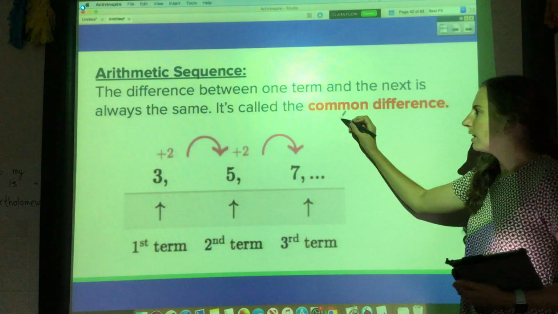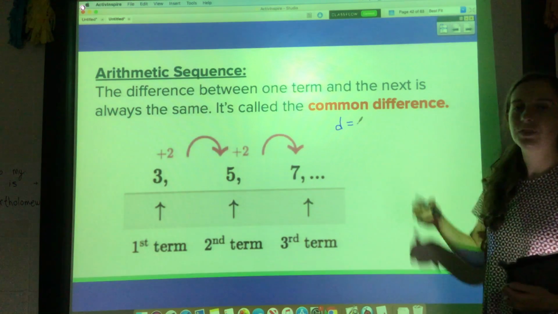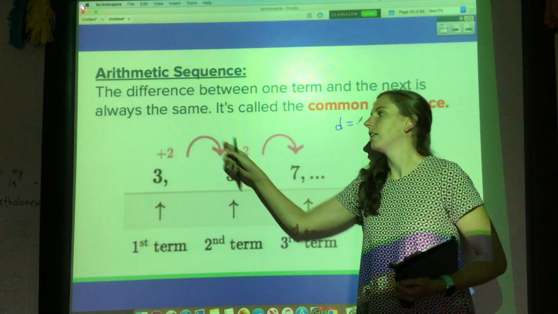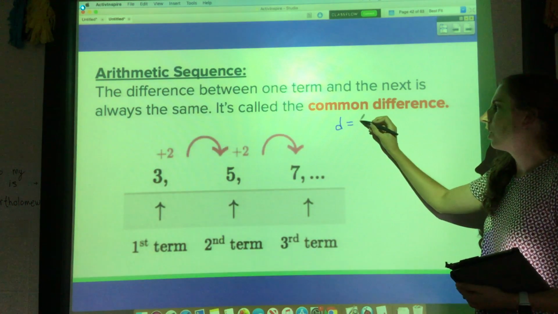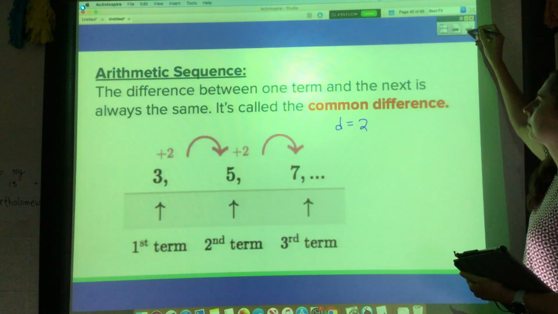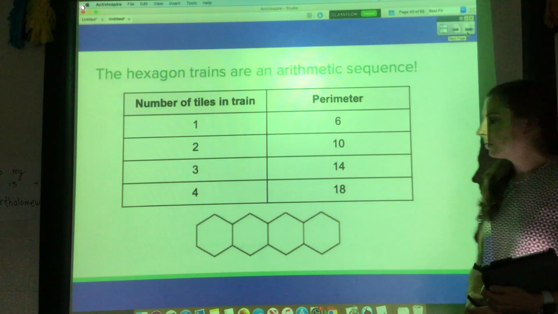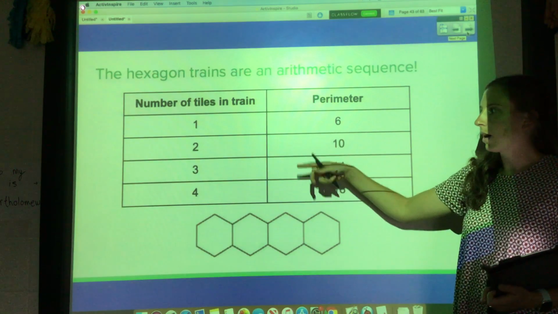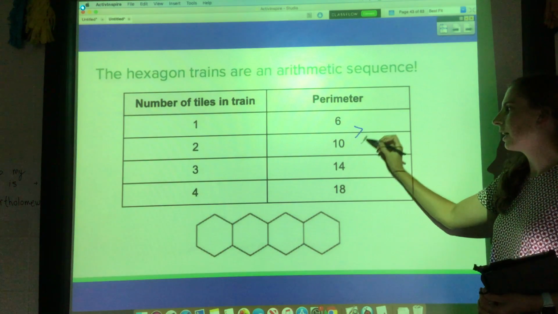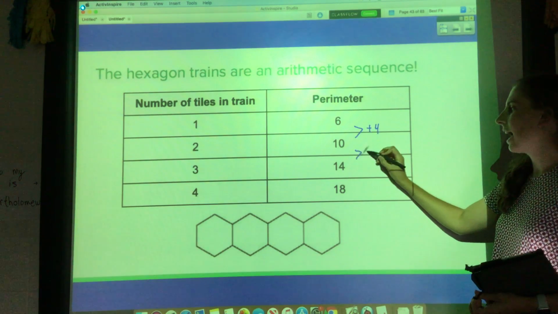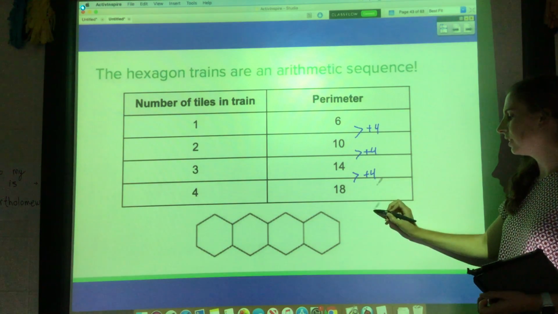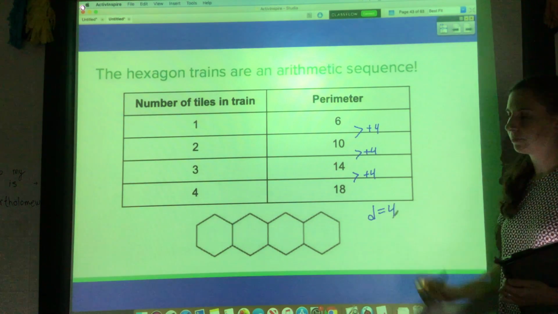Usually we use the letter d to represent the common difference. In this scenario that we've been looking at, since we're adding 2 each time, we'll call d 2. In class we did this problem about hexagon trains, and in this case this is also an arithmetic sequence since we were adding 4 each time. In this case the common difference, d, is 4.